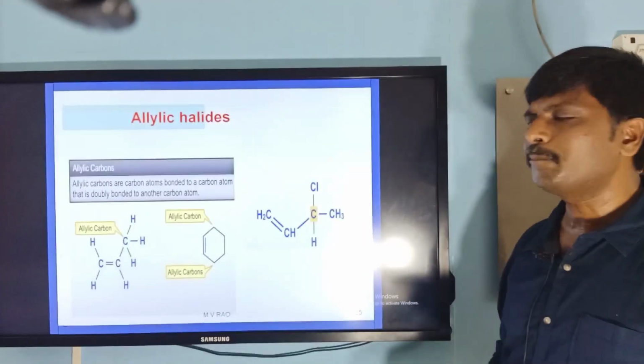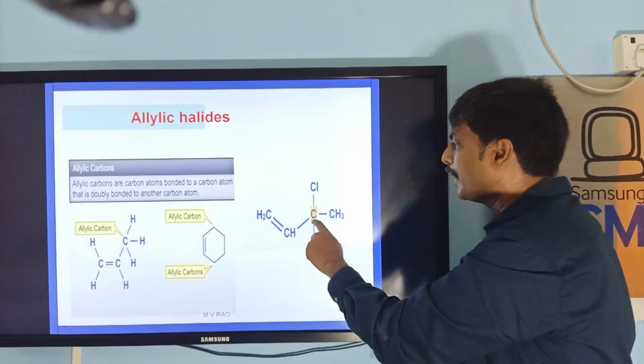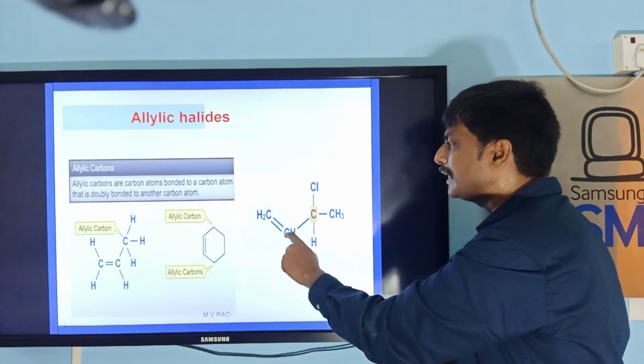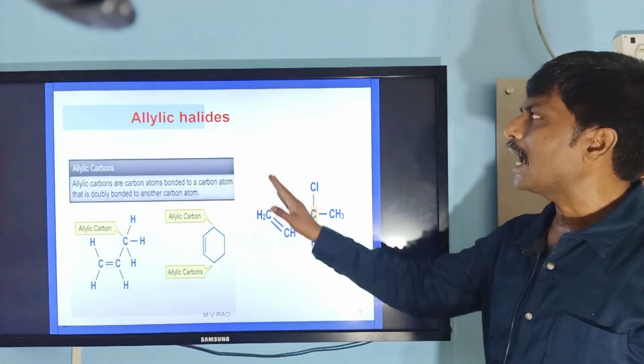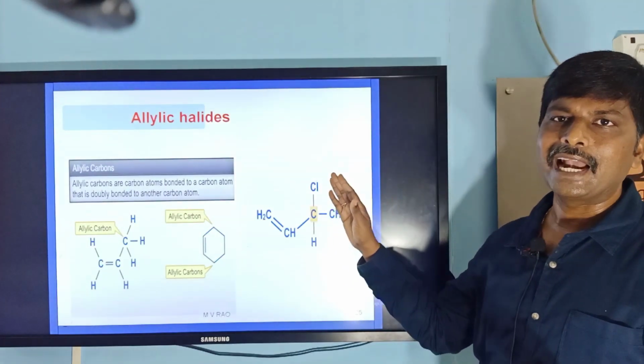You can take an example here. This highlighted carbon is attached to a C that is involved in a double bond. These halides are called allylic halides.